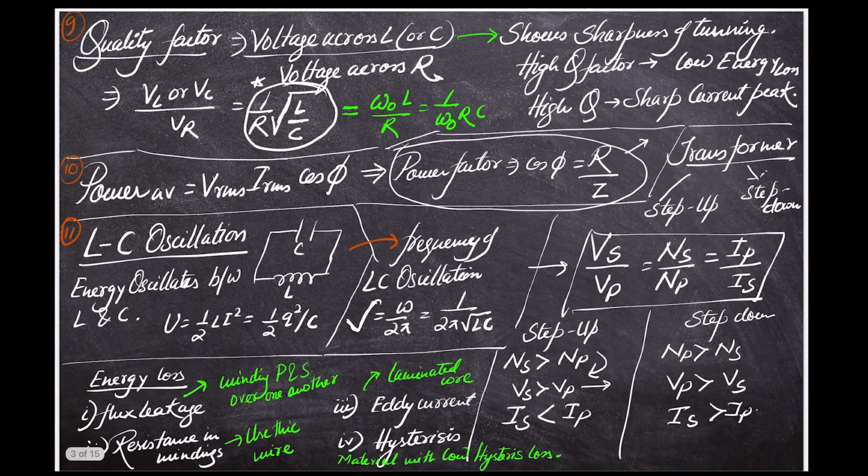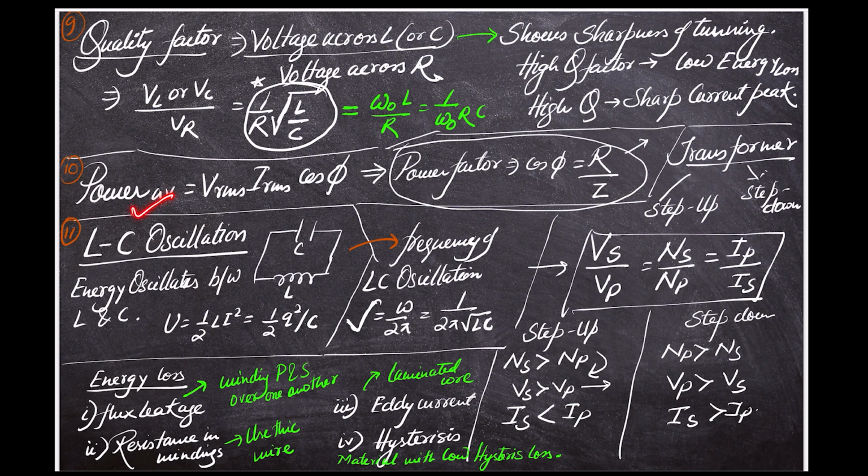Next, we have a term called quality factor. The quality factor is the voltage across the inductor or capacitor divided by the voltage across the resistor. It shows the sharpness of the tuning. A high quality factor means low energy loss, and it also means a sharp current peak at the resonant frequency. So one more formula: Q equals VL or VC divided by VR. This can also be written as 1 by R root of L by C, or omega naught L by R, or 1 by omega naught RC. These formulas are important.